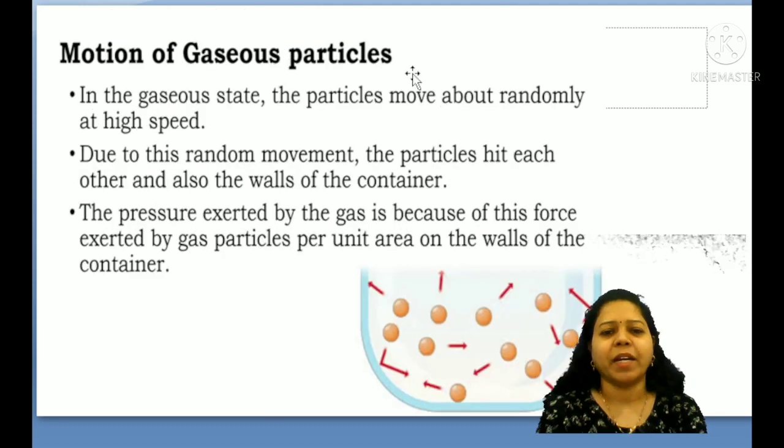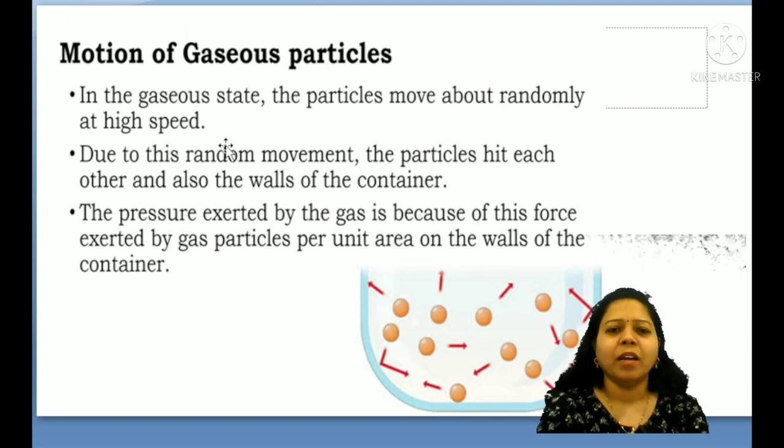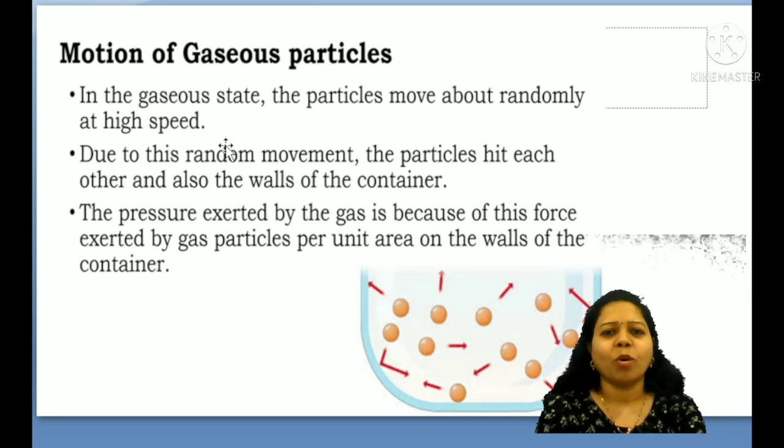Motion of gaseous particles. In the gaseous state, the particles move about randomly at high speed. Now we learn about the different properties of solids, liquids and gases. In the case of gases, intermolecular space is very high as compared to liquids and solids. That's why the particles get more space to move, and they move very randomly. They are not moving in a definite direction. They are moving in all directions.